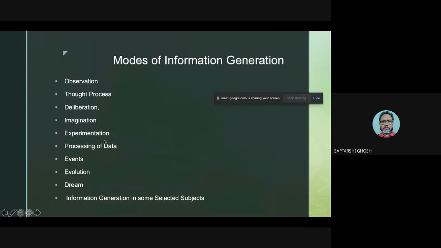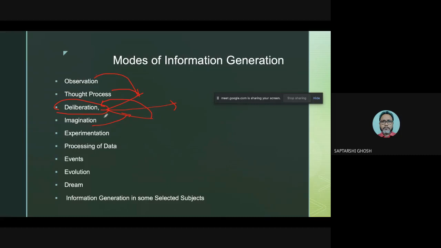Now the third one is deliberation, what I am right now doing, saying something, giving you the explanation, using the thought process, observing something, delivering it, imagining something while delivering, choosing the words and in this way communicating. Whenever anyone is delivering, all these processes are going on at a single point of time. You make analogies, you give examples. So deliberation is also a kind of information generation, impromptu information generation.